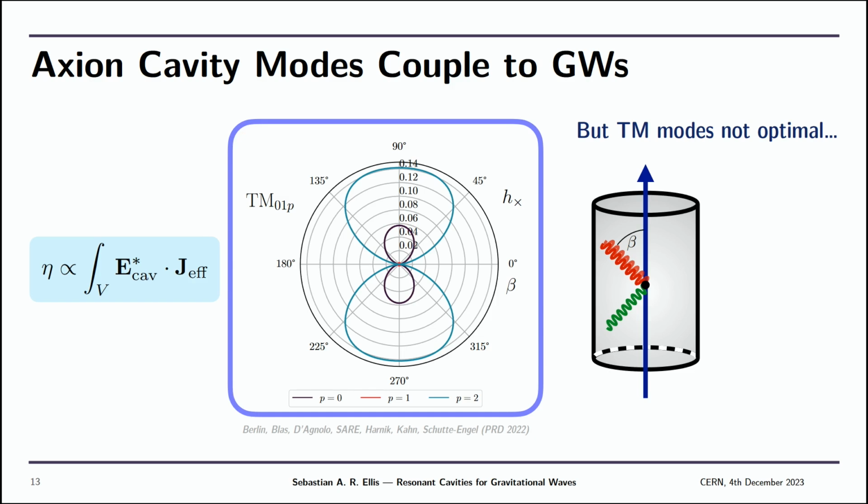Yes? Can you quickly say what a TM mode is? Oh, sorry, yes, transverse magnetic mode. So this means that there is no magnetic field in the z direction, only in the transverse direction. Where z is defined as the symmetry axis of the cavity always. Okay, exactly. Thanks. Thanks.